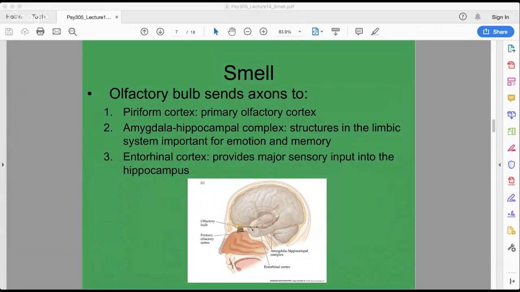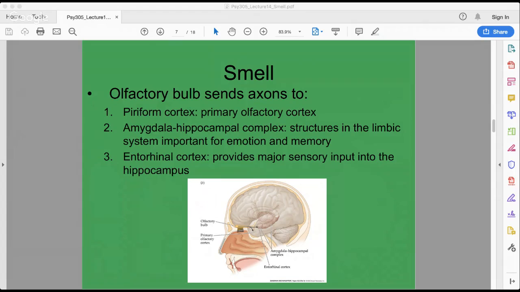So, olfactory bulbs send axons to several other brain structures: the piriform cortex, which is the primary olfactory cortex, the amygdala hippocampal complex, which are basically structures in the limbic system that are important for emotional and episodic memory, the entorhinal cortex, which provides major sensory input to the hippocampus. And it's important to note that there is no thalamic nucleus for smell.